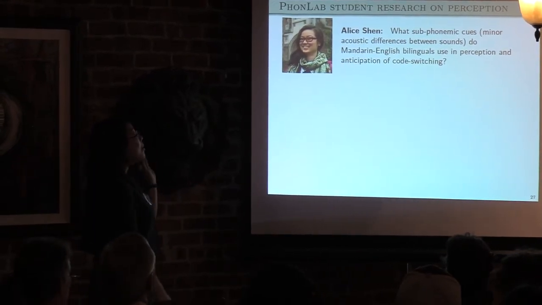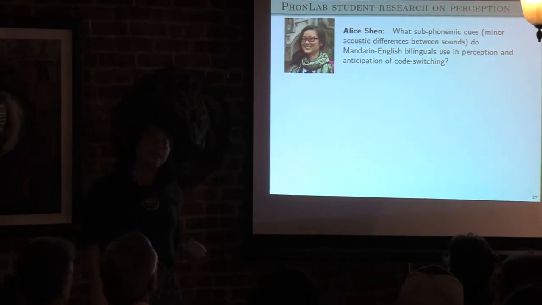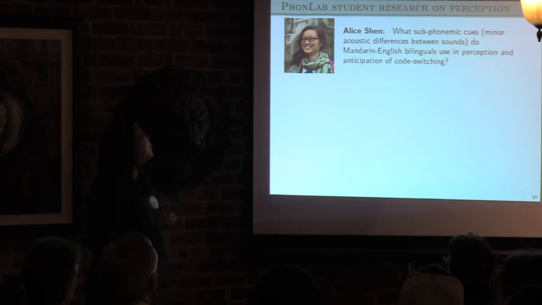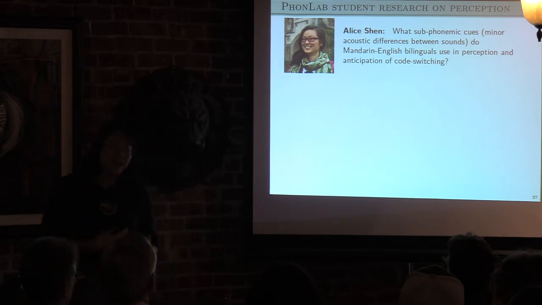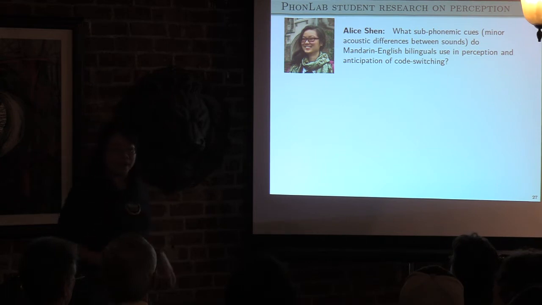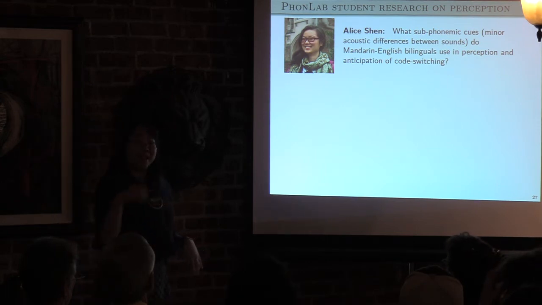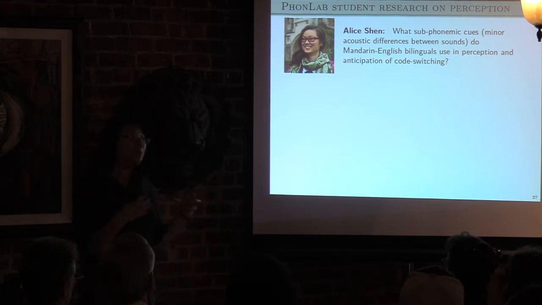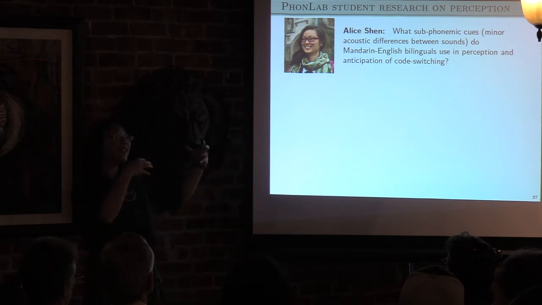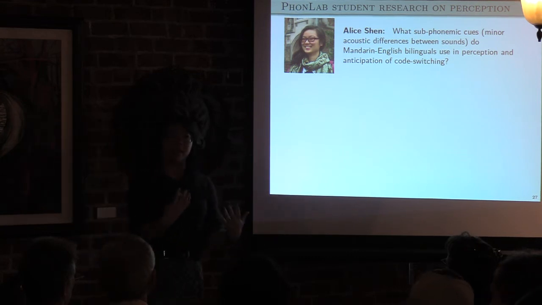And so I want to take a moment now to highlight some of the research that is ongoing in our lab right now. So this is Alice Shen. She's one of our graduate students. She's finishing her dissertation right now, which is really cool. It's on subphonemic cues. So these are really tiny differences in sound and how Mandarin English bilinguals use those cues in perception to anticipate or fail to anticipate this thing that we call code switching.